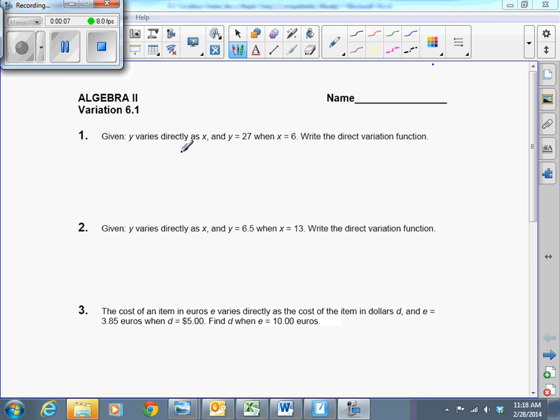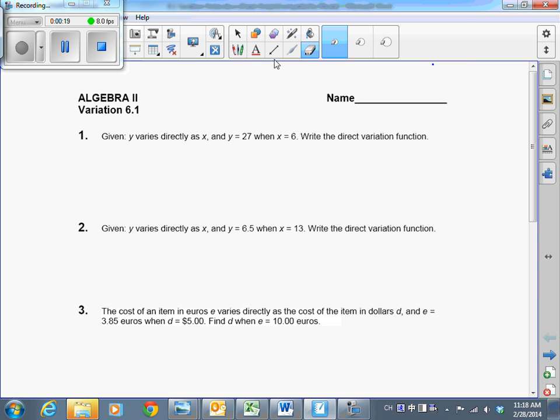We have given y varies directly as x. As soon as you say directly, you know it is y equals kx. I was making a little mistake writing it before. I would say y equals kx. That's your direct variation. Write the direct variation.